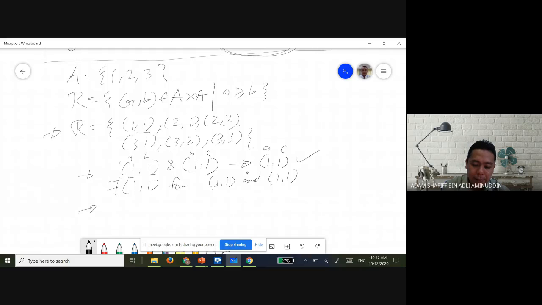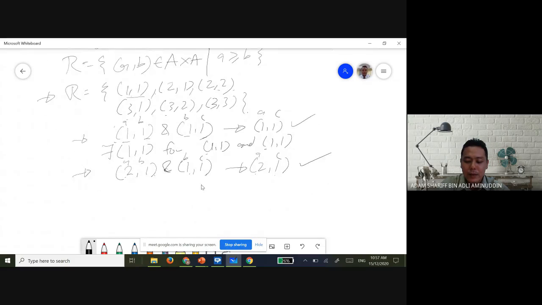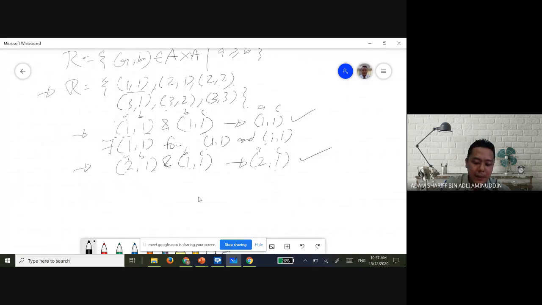Cuba kita tengok yang berbeza. Okay, saya ambil. Kita pairkan 2, 1 and 1, 1. Ni A, ni B, ni B, ni C. Ada tak AC? Jadi 2, 1 betul? So, ni AC dia. So, untuk case 2, 1, 1, 1, 2, 1 pun dia transitive. Masih intuitif, tetapi tidak untuk kes ini. Kita ambil yang lagi menarik.